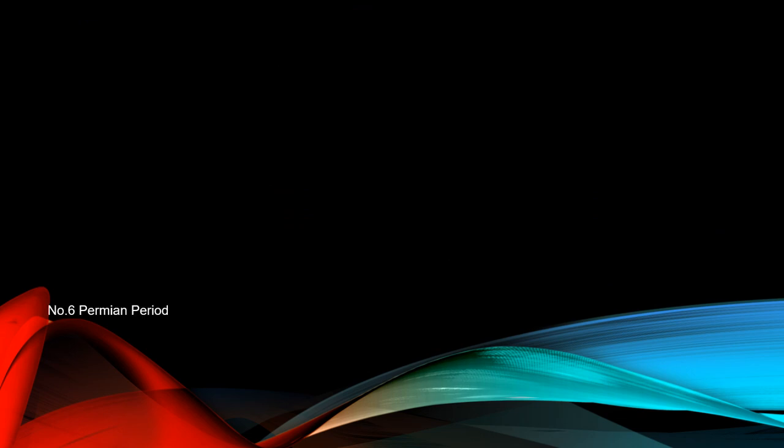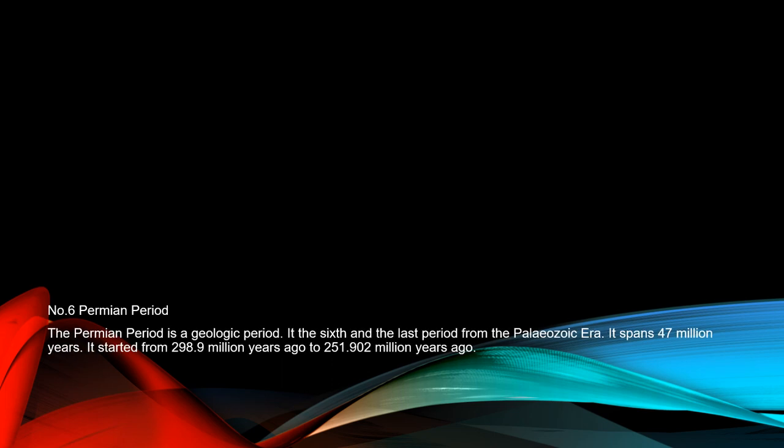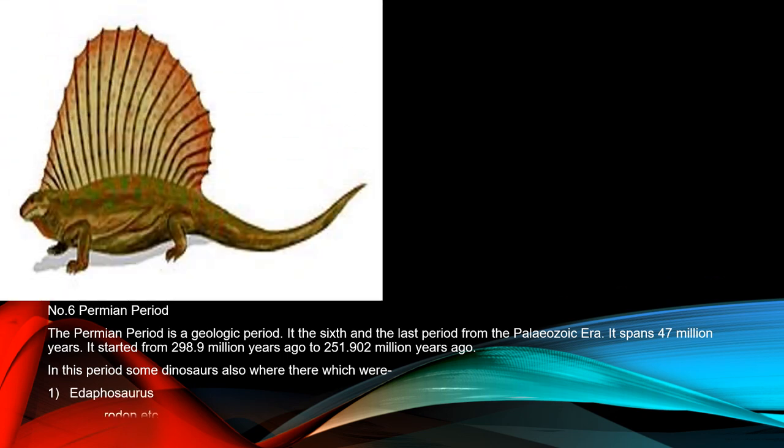Number 6. Permian. The Permian period is a geologic period. It is the sixth and the last period from the Paleozoic era. It spanned 47 million years. It started from 298.9 million years ago to 251.902 million years ago. In this period, some dinosaurs were also there, which were Edaphosaurus, Dimetrodon, etc.